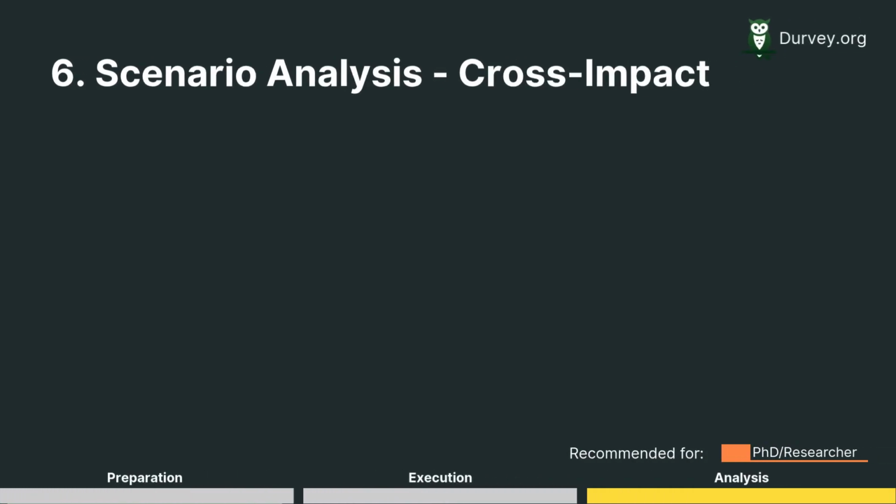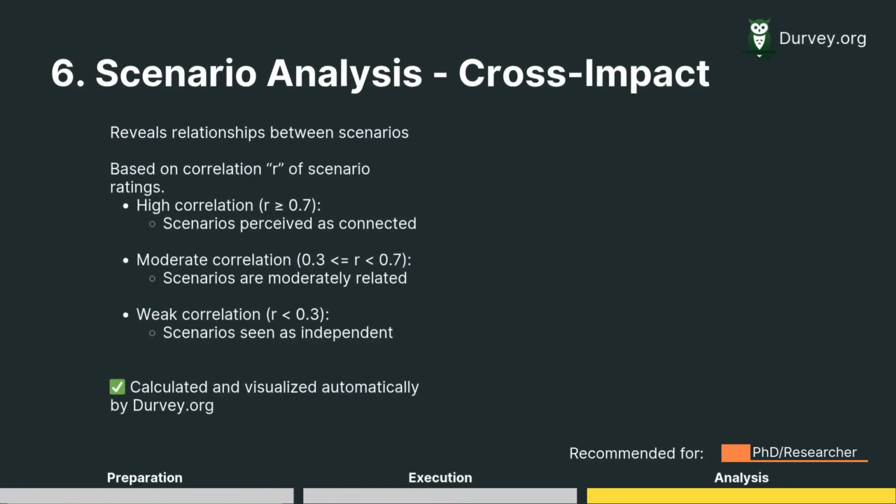Cross-impact analysis. Next, we explore how scenarios relate to one another through cross-impact analysis. This method reveals relationships between scenarios by calculating the correlation, R, between their ratings. High correlation, R greater than or equal to 0.7: scenarios are closely connected. Participants tend to link them conceptually.